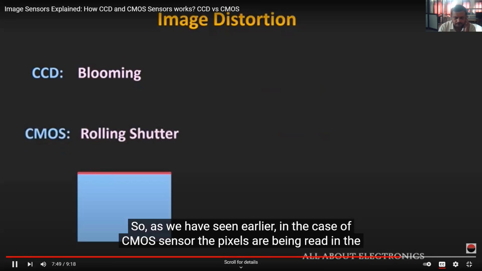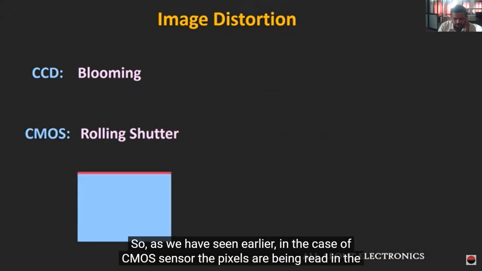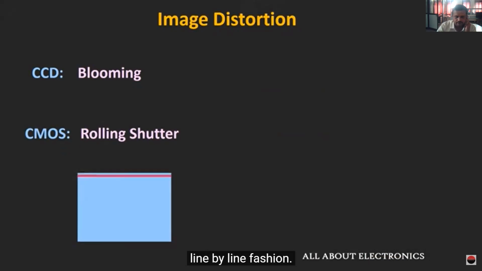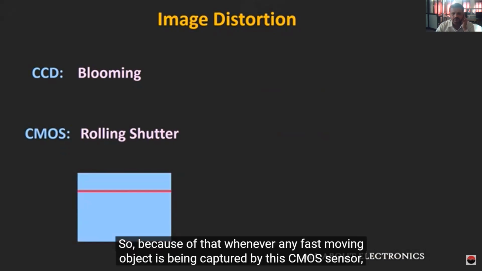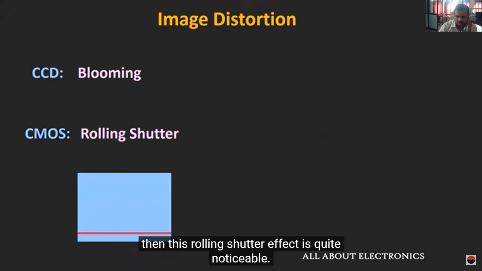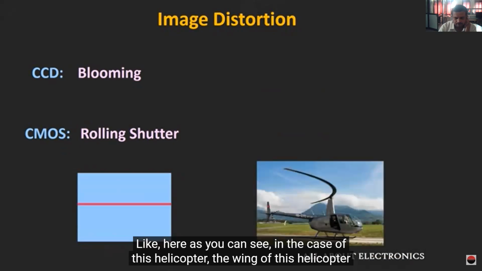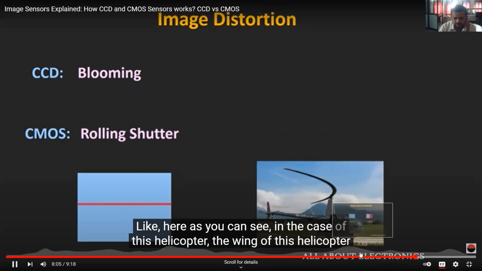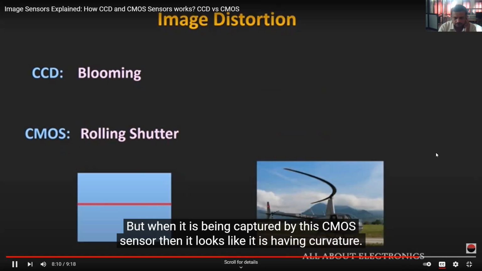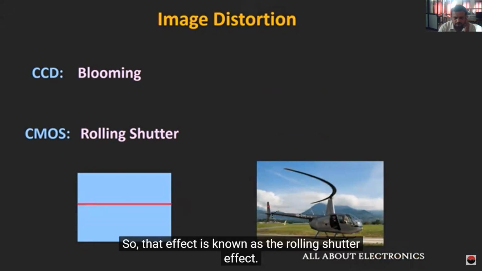So as we have seen earlier, in the case of the CMOS sensor, the pixels are being read in a line by line fashion. Because of that, whenever any fast moving object is being captured by the CMOS sensor, this rolling shutter effect is quite noticeable. Like here, as you can see, in the case of this helicopter, the wing of this helicopter is straight, but when it is being captured by this CMOS sensor, it looks like it is having a curvature. That effect is known as the rolling shutter effect.